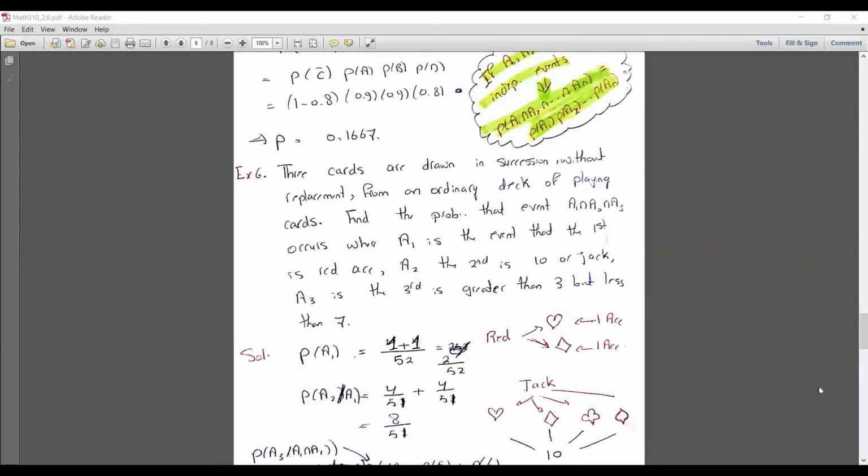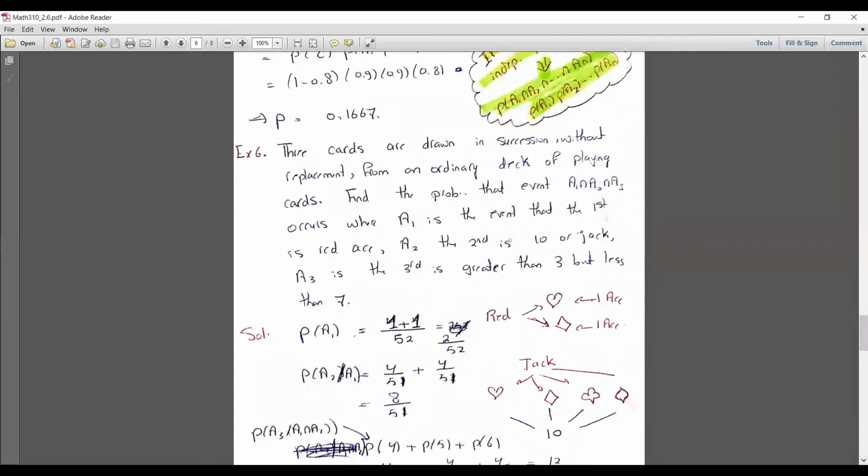Okay, guys. Now, of A2, the second is a 10 or jack. Again, guys, here the cards, we removed 1. We were having 52, then we're going to be having what? 51, because we are not replacing it again. So, probability of A2 knowing A1, how many 10s do we have? We have 4 10s, 2 black and 2 red. And how many jacks do we have? 4 jacks. So, it's either 10 or jack, 4 over 51 plus, because or, 4 over 51.